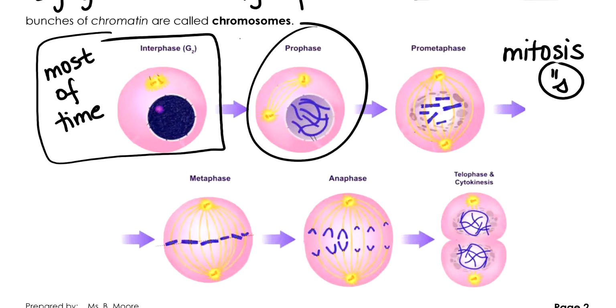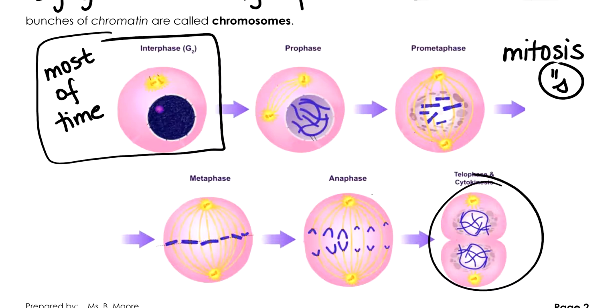During prophase, the DNA is coiled from chromatin into chromosomes, and that's how it exists for the remainder of cell division. Once cell division is over, the DNA uncoils itself back into the form of chromatin.